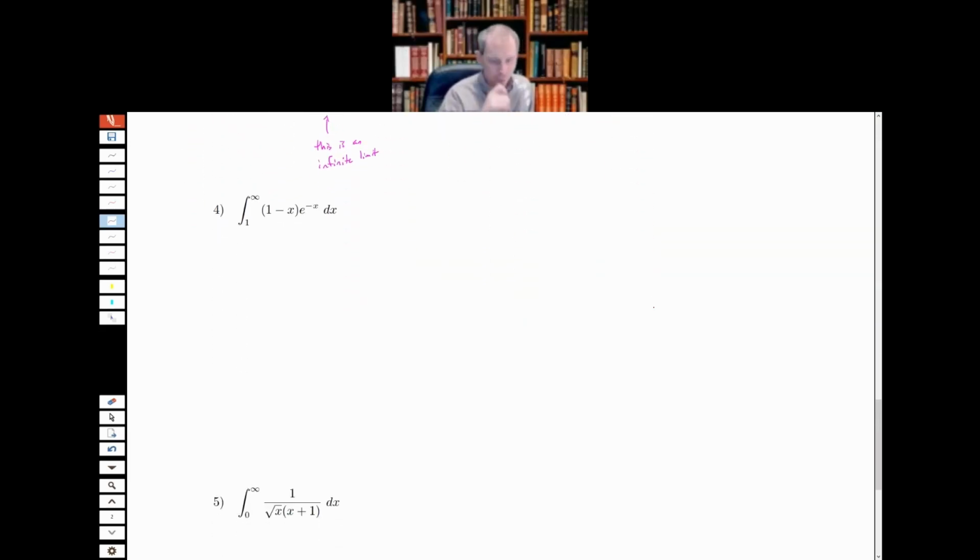All right, let's look at number 4. On number 4, this function is continuous everywhere. That's not a problem, but I have an infinity as one of my limits of integration, so we'll worry about that. All right, so we'll say, okay, this is equal to the limit as b goes to infinity of the integral from 1 to b of 1 minus x e to the negative x dx.